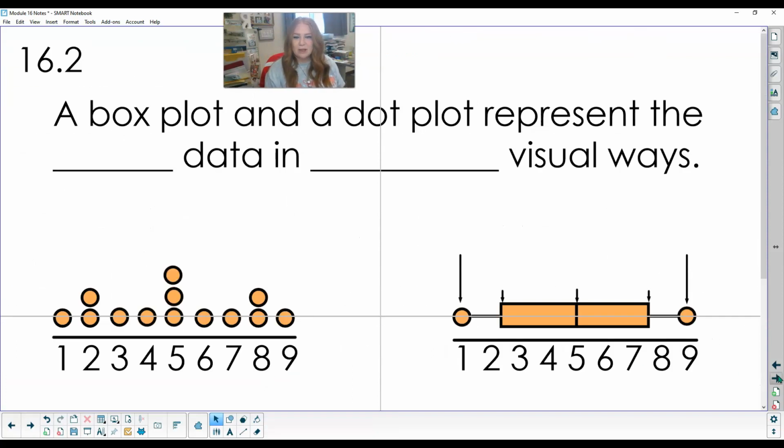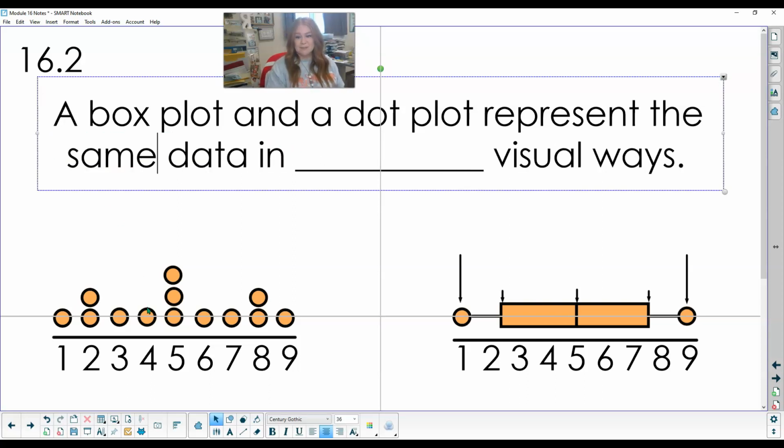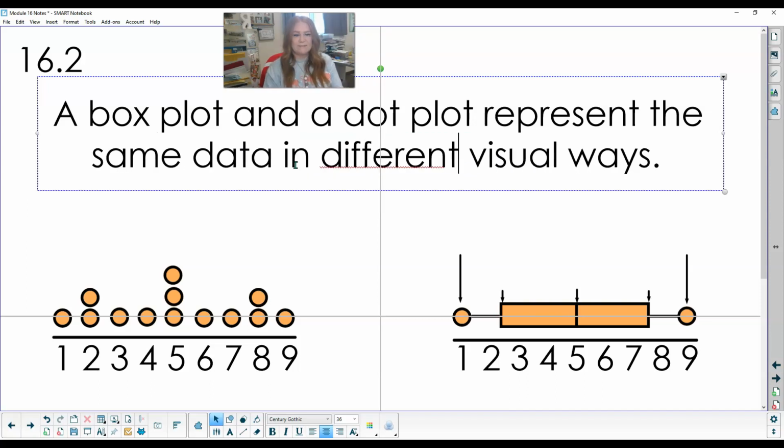So let's take a look here. A box plot and a dot plot are actually going to represent the same data. These two things are representing the same information, but they're showing it in different ways. On this one, I can see there's 1, 2, 3, 4, 5, 6, 7, 8, 9, 10, 11, 12, 13 pieces of information, 13 data points. This one, I have no idea how many there are. On both of them, I can tell they go from 1 to 9.